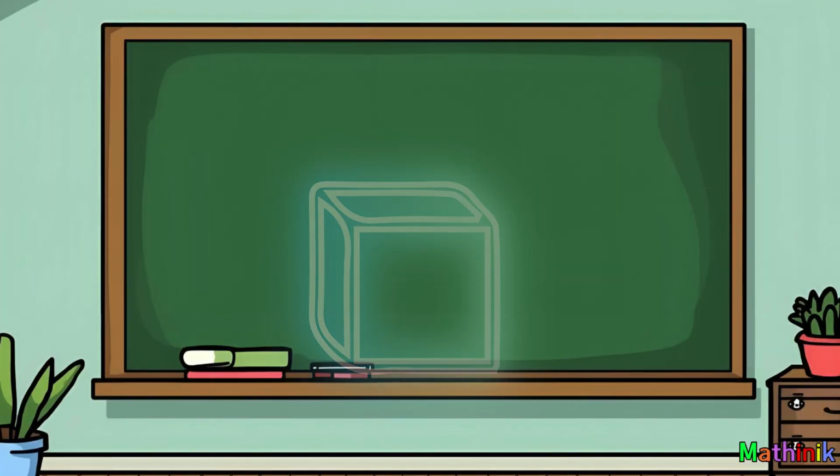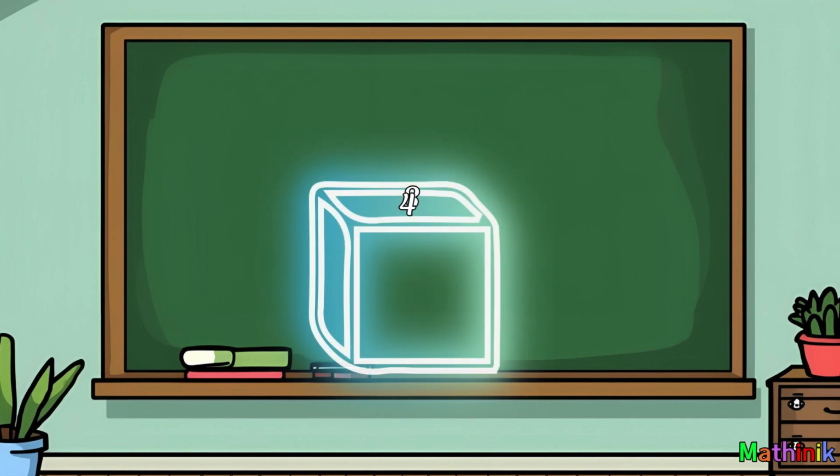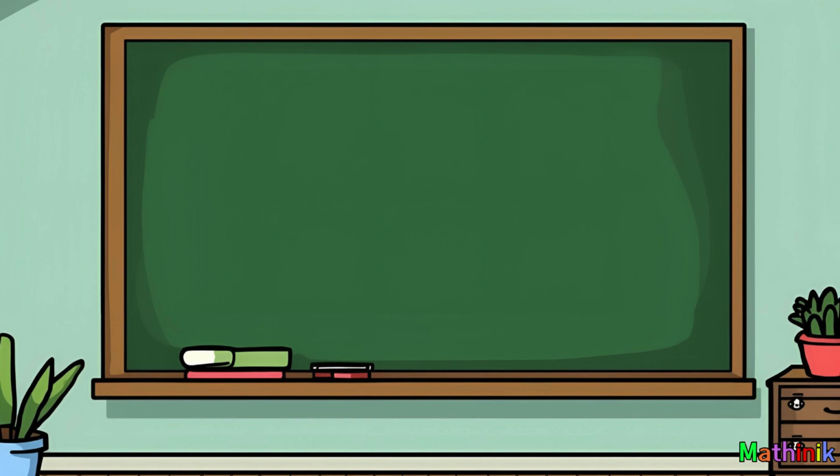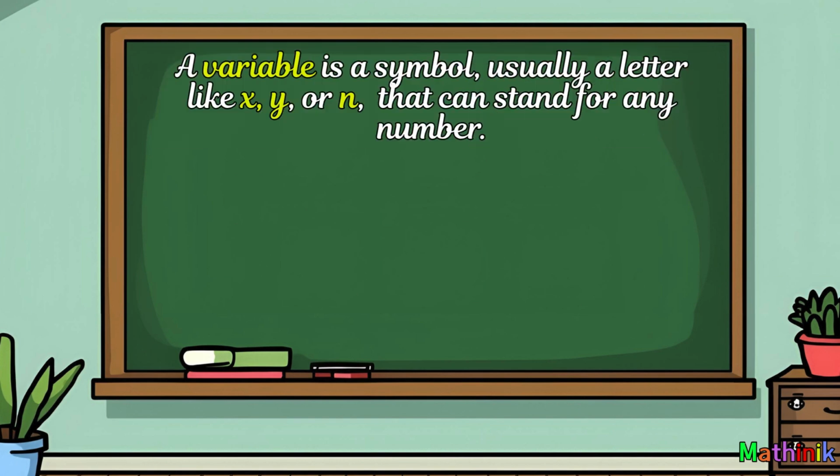Imagine you have a magic box. You can put any number inside it, and the box keeps it safe. That magic box is called a variable. In math, a variable is just a symbol, usually a letter like x, y, or n, that can stand for any number. For example, if x equals 5, then x plus 3 equals 8.